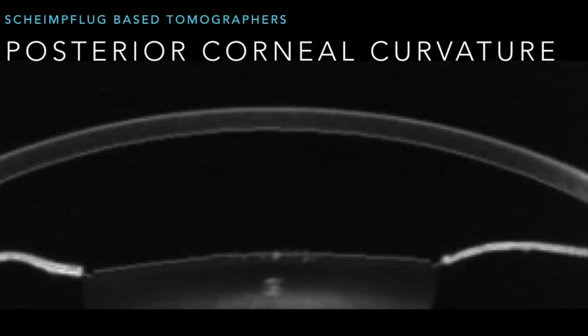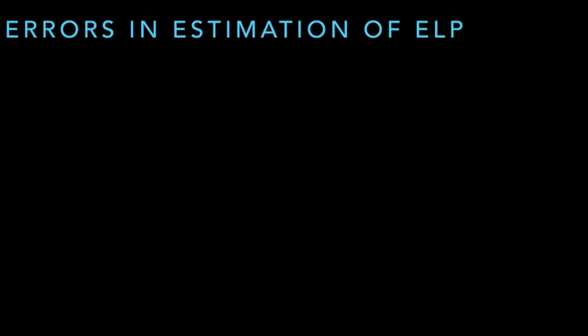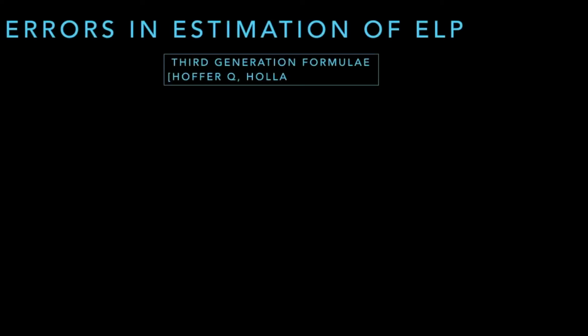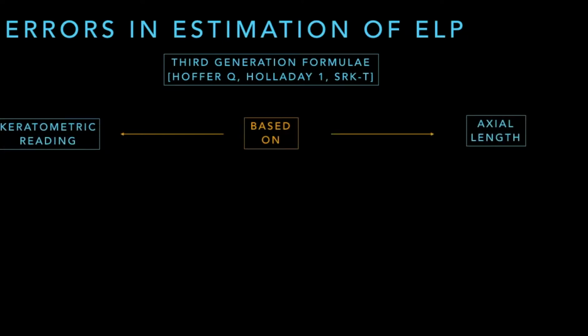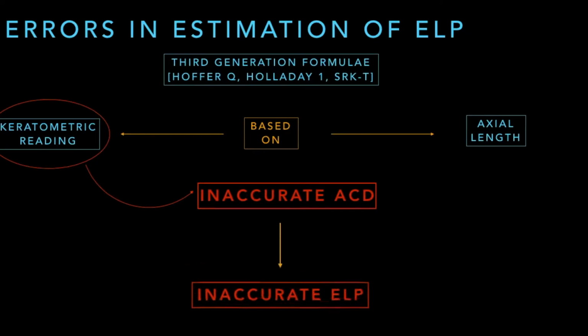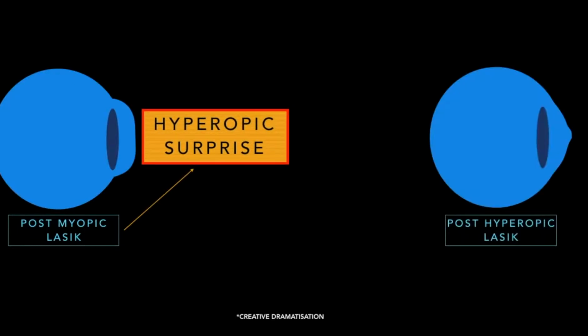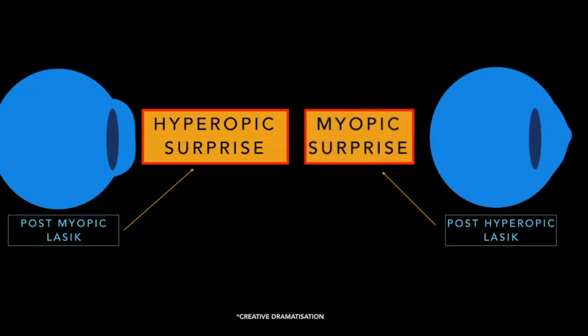Scheimpflug-based tomographers, which can measure the posterior corneal surface and the central cornea, would be ideal in these cases. The third generation theoretical formulae are two variable formulae using only the keratometry reading and the axial length as input. In eyes with previous corneal refractive surgery, the change in keratometry reading makes the formulae predict an inaccurate anterior chamber depth and thus a wrong effective lens position. These formulae predict a low IOL power, causing a hyperopic surprise in post-myopic LASIK eyes and a myopic surprise in post-hyperopic LASIK eyes.